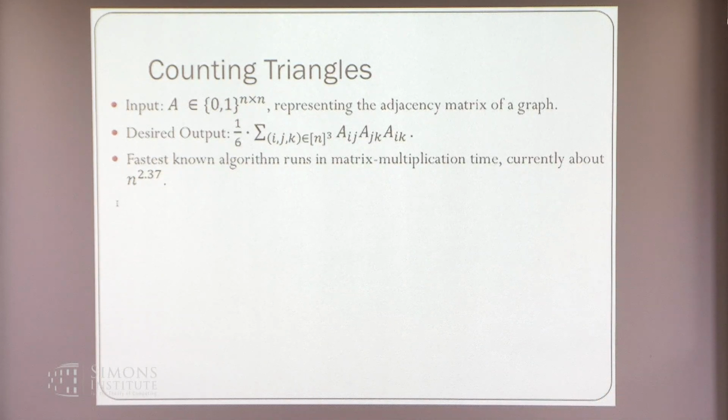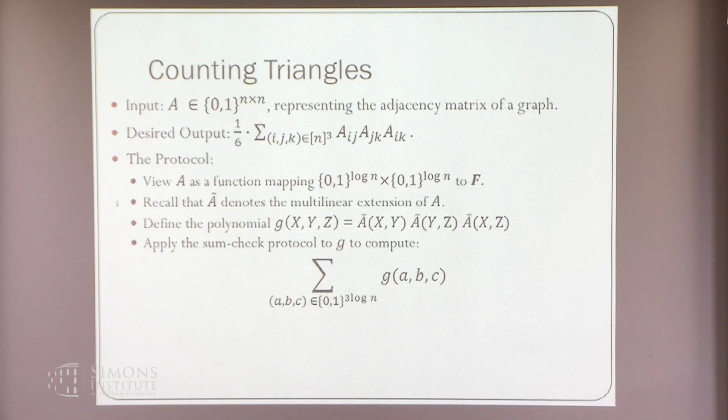So the fastest known algorithm for this problem, much like in Freivalds' protocol, runs in matrix multiplication time, which is currently not known to be n squared. It's bigger than that. So I'm going to give you an interactive proof for this problem, and it'll be doubly efficient. So the verifier will run in linear time, that is n squared time, and the prover will run in polynomial time. So this is how it works.